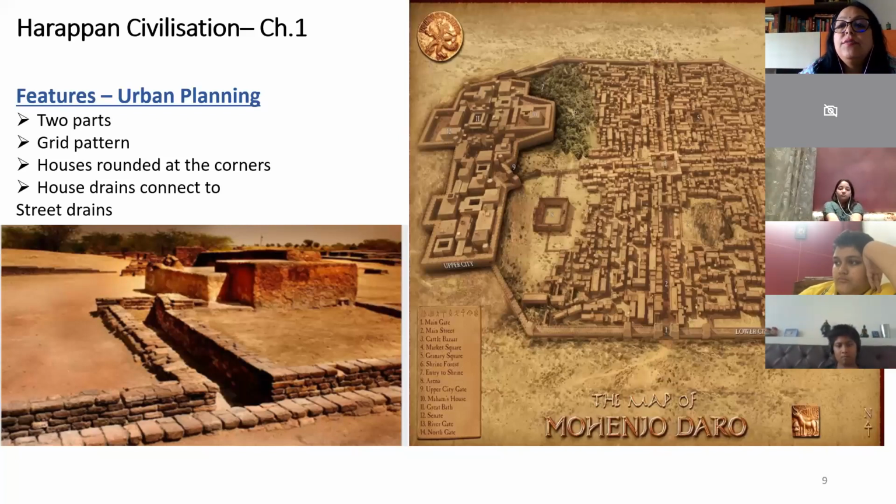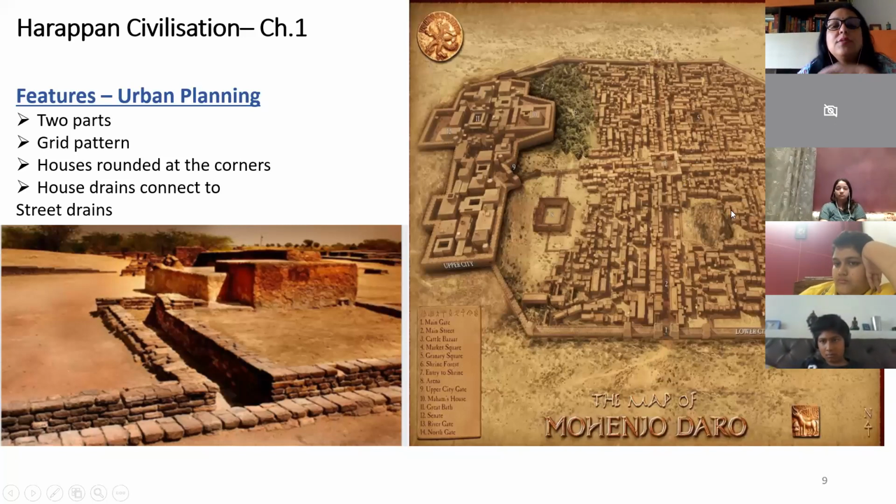So layout of the city, it was close to the river. Now this is river Indus. So they were close to the river, and lower town and upper town. City was divided into two parts, lower town and upper town. Lower town had houses. Houses were either 1-story or 2-story houses. It housed the common people, and the streets used to go from north to south and east to west, thus dividing the whole city into grids. Okay, so this is what you have to say.